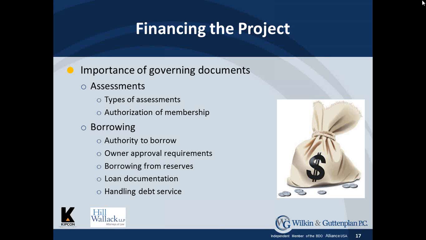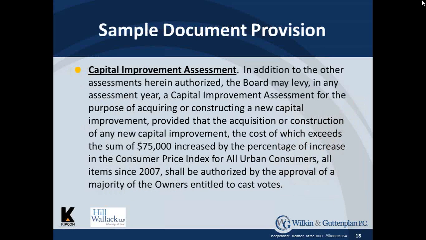So back to the issue of assessing versus spending. What does the typical restriction say? Something like this: capital improvement assessment. In addition to the other assessments herein authorized, the board may levy in any assessment year a capital improvement assessment for the purpose of acquiring or constructing a new capital improvement, provided that the acquisition or construction of any new capital improvement, the cost of which exceeds $75,000, shall be authorized by the approval of a majority of owners entitled to cast votes. This provision illustrates a number of significant points.